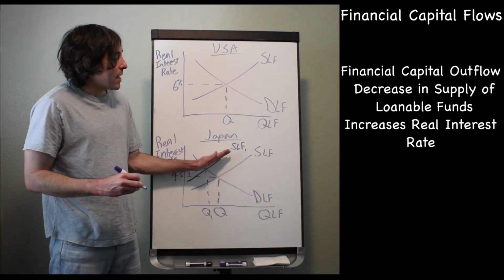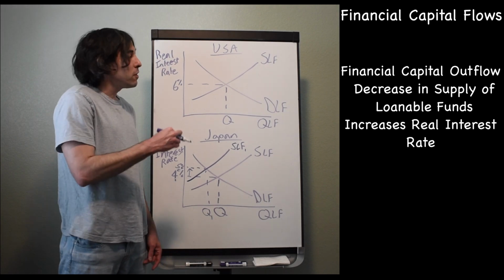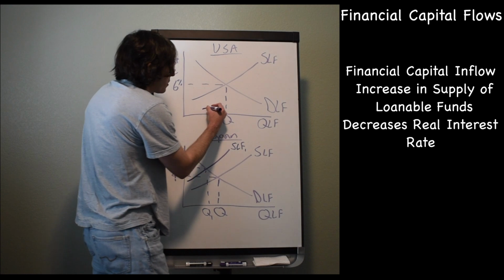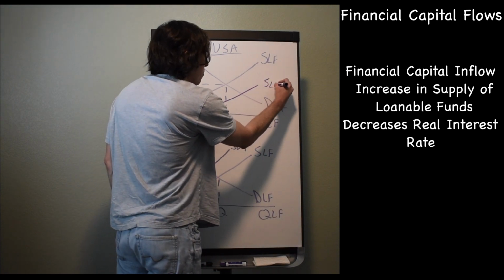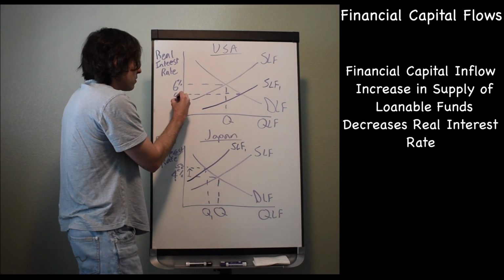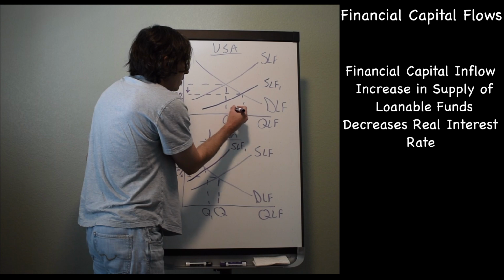At the same time, as they pull their money out of the bank and Japan experiences financial capital outflow, for the United States that would be seen as financial capital inflow. As Japanese investors arrive with their money, they put it into financial assets in the US, like the bank or bonds, and that drives down the real interest rate.